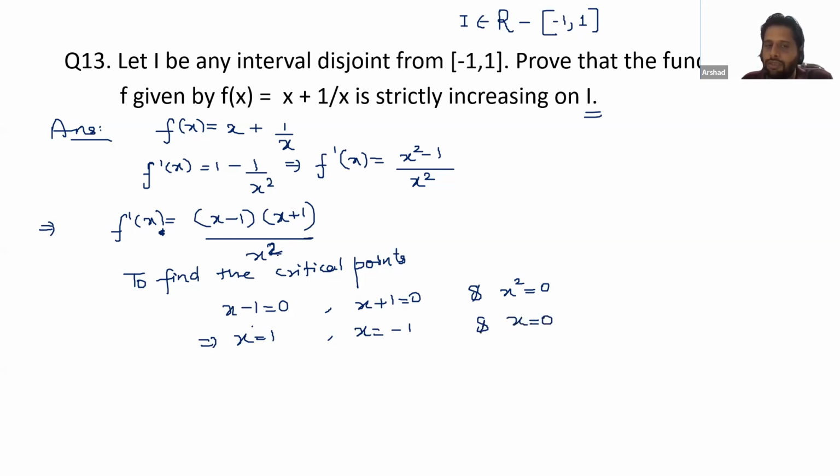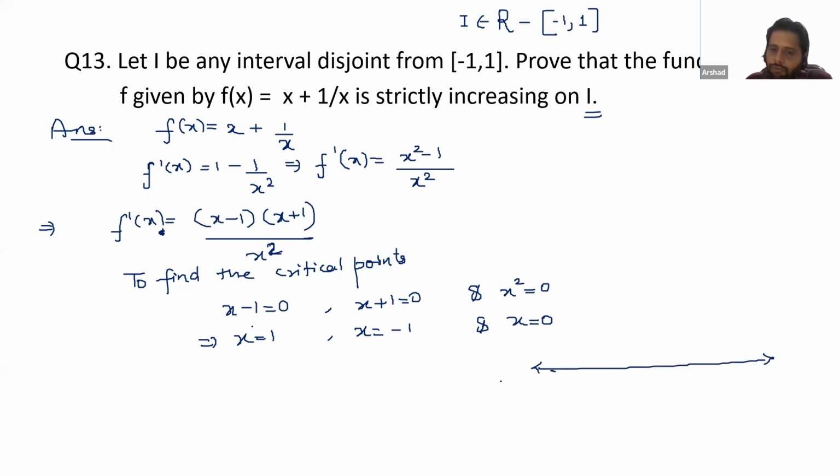If you put x equal to 0 here, this becomes not defined, and this is the definition of critical points. These are those points for which the derivative of the function is either 0 or not defined. That's why we equated the denominator also to 0. Always remember, to find the critical points, you need to equate the numerator as well as the denominator to 0. Now we will draw the number line.